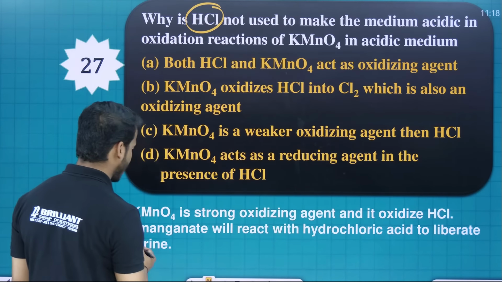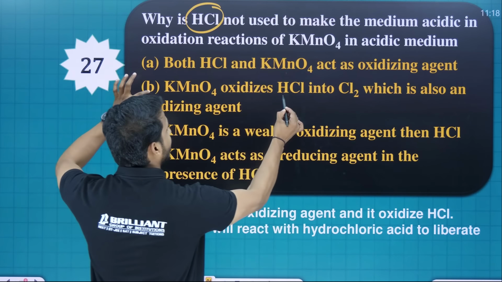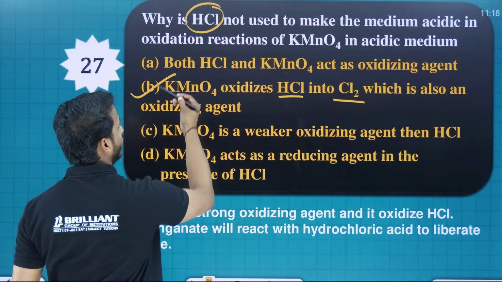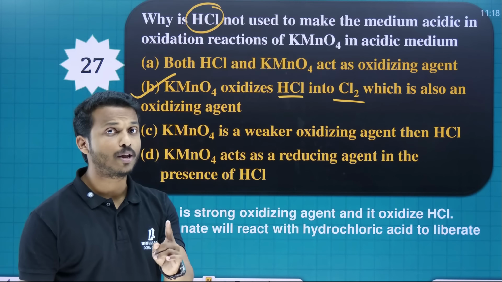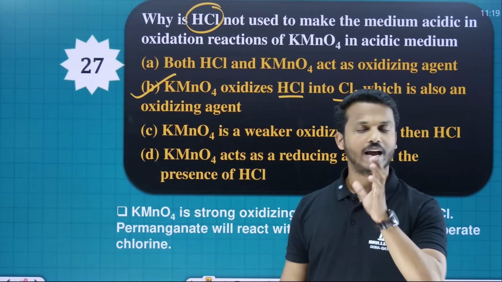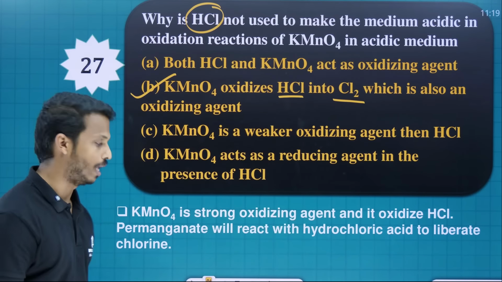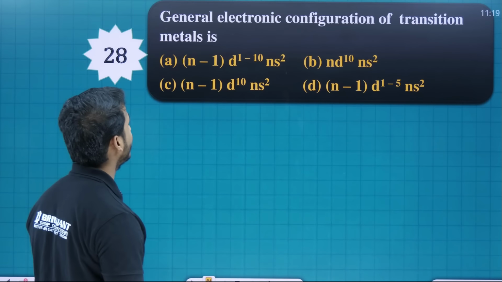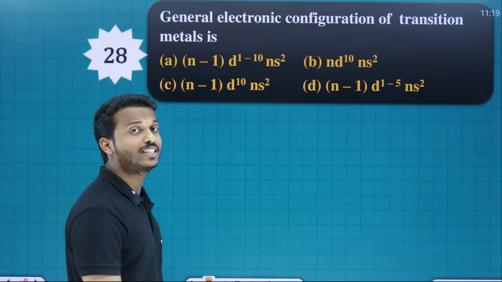KMnO4 oxidizes HCl to chlorine gas, Cl2, which is also an oxidizing agent. So take care about that point. If you want to acidify KMnO4, only H2SO4 is used. HCl we won't use, because KMnO4 converts HCl to Cl2.